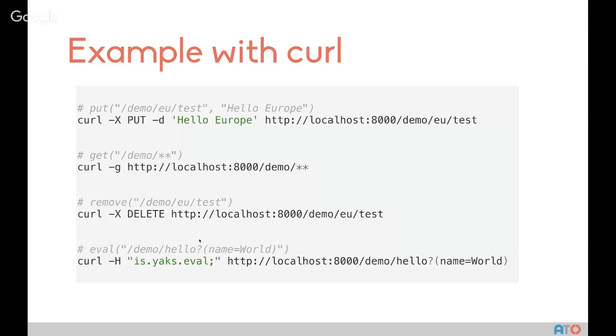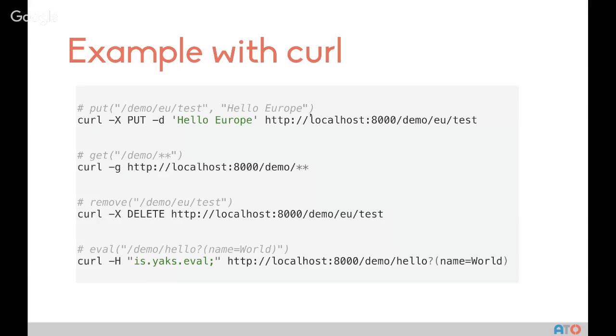Here we have a few examples of usage with curl, and you will see during the demo that you can interact with a running YAKS service using curl. If you have a shell on your host, you can prepare to do some curl operations for the live demo. So here we have, for instance, a put operation on a YAKS service on localhost.